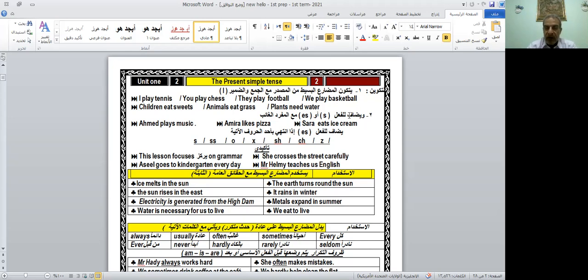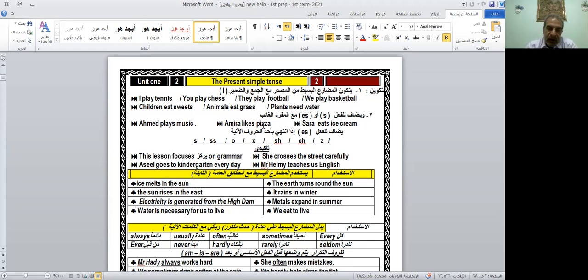But with he or she or it or any singular noun, you have to add s or es or ies to the end of the verb. يضاف للفعل s أو es مع المفرد الغائب he, she, it or any singular noun. Ahmed plays music. Amira likes pizza. Sarah eats ice cream. We can say he plays music, she likes pizza, and so on.